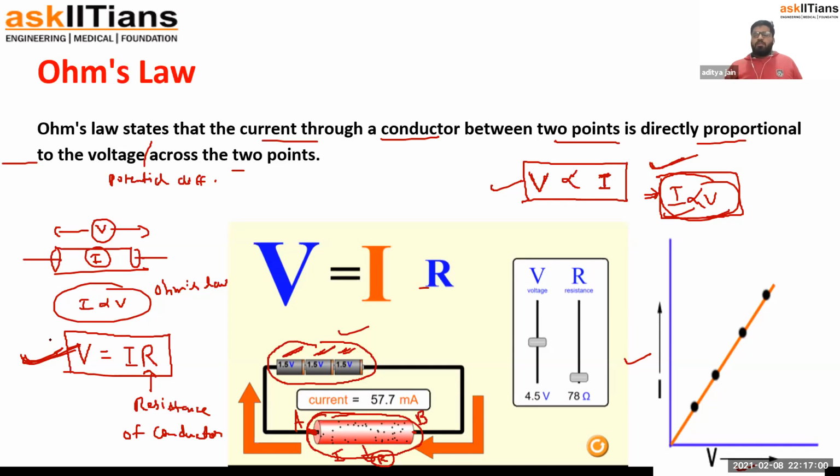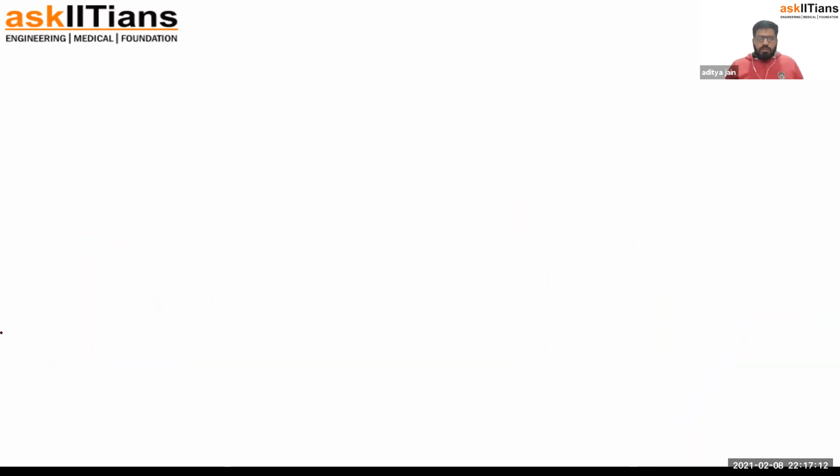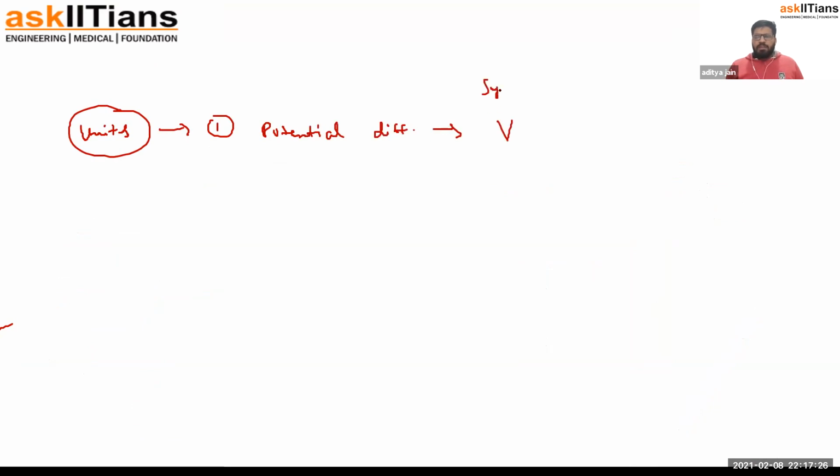So this is the basic Ohm's law that gives you the relation between 3 quantities: potential difference, current, and the third one, resistance. I hope all these 3 things are clear. Now talking about the units we use. First of all, potential difference. The symbol we use for potential difference is V, and the SI unit of potential difference is known as volts, represented by the symbol capital V. So the symbol for potential difference and the unit are the same.